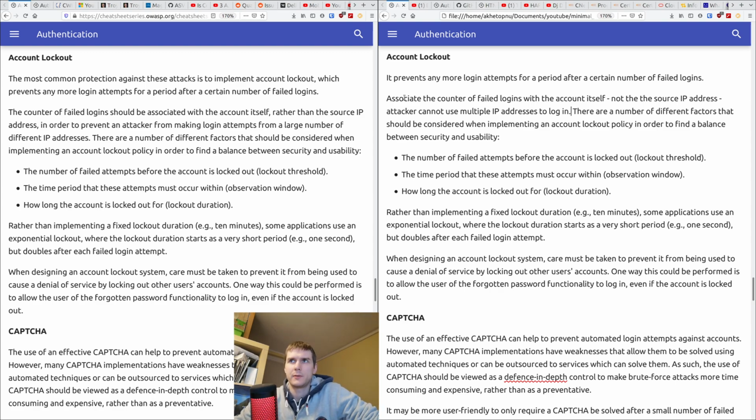There are a number of different factors that should be considered when implementing an account lockout policy in order to find the balance between security and usability.